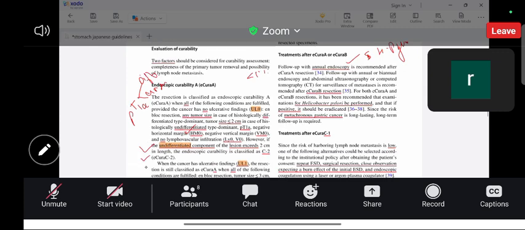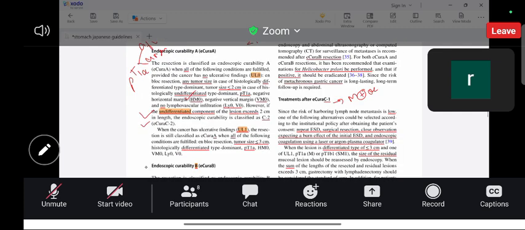What if it is type C1? C1 means margin positive. So if margin is positive, we have these options: repeat ESD, surgical resection, close observation expecting a burn effect in the initial ESD, and endoscopic coagulation using laser or argon plasma coagulator. Because only a focal margin is positive, we have all these options.